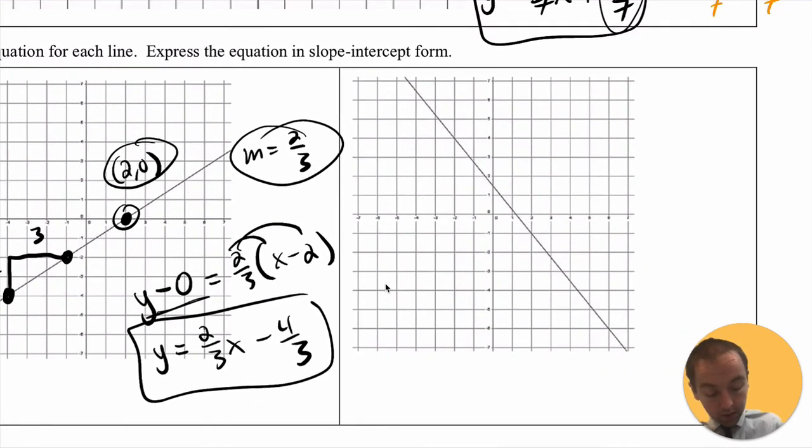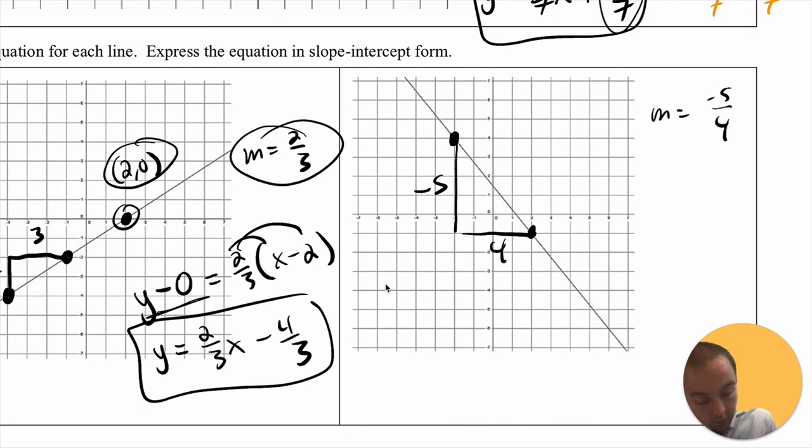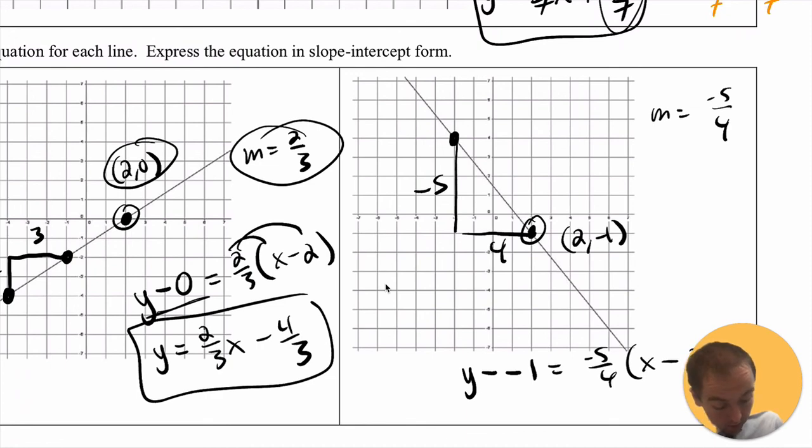And basically the same thing is going on here. You just have to find the slope somehow. So it looks like it's going down 1, 2, 3, 4, 5, and then 4. So down 5 over 4. So it's going to have a -5/4 slope. And then in terms of a point, maybe we can choose that one right there, which is 2, -1, and then you can write it in point slope form. So y minus y equals m, and then parentheses x minus x.